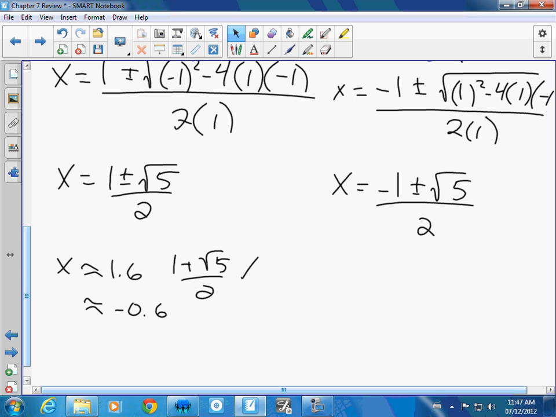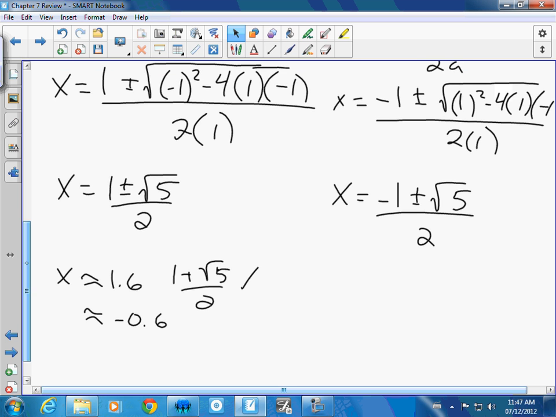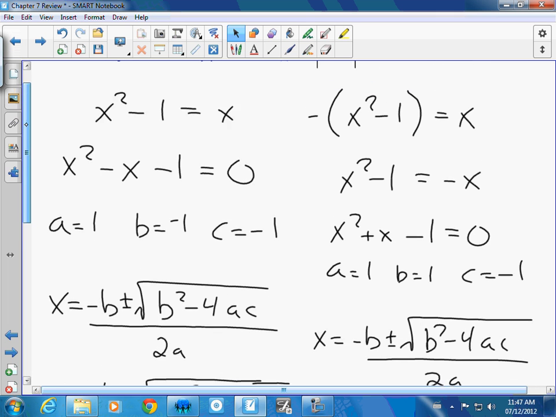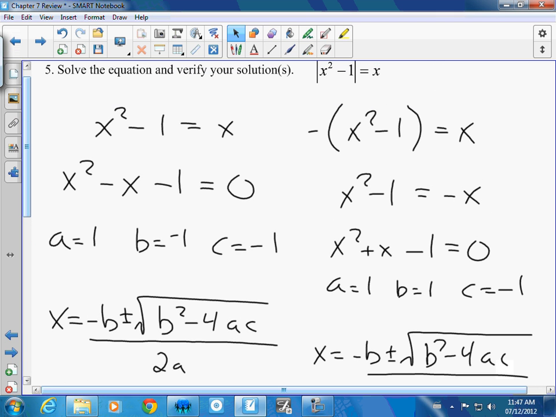Negative 0.6. So try this one. Hang on. What is negative 0.6 squared? What is it? Positive 0.36, right? Because it's negative. So positive 0.36. Minus 1? Negative what? Is that what it is? Is it exactly the same or no?